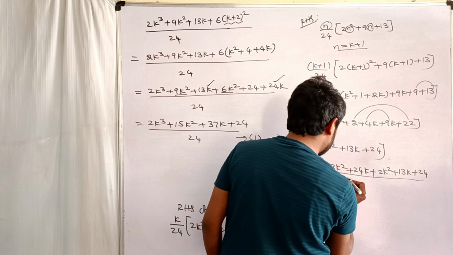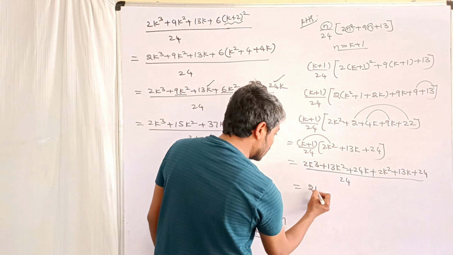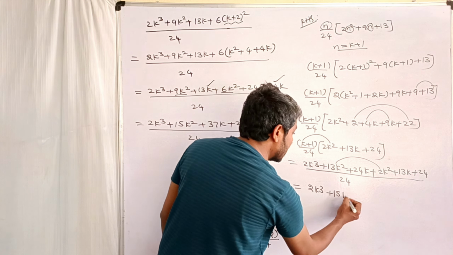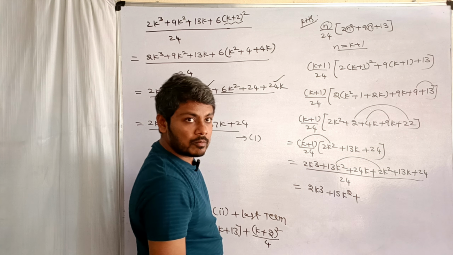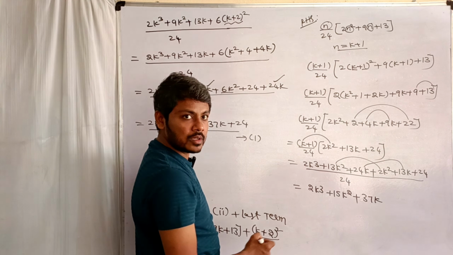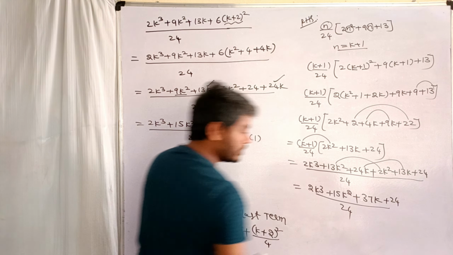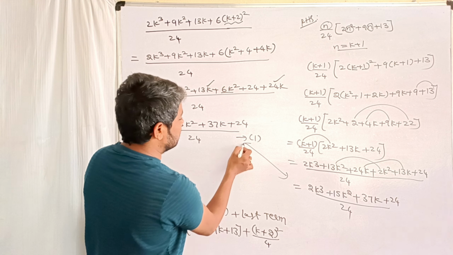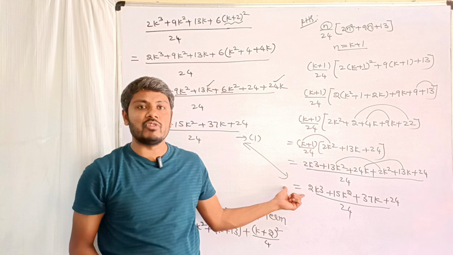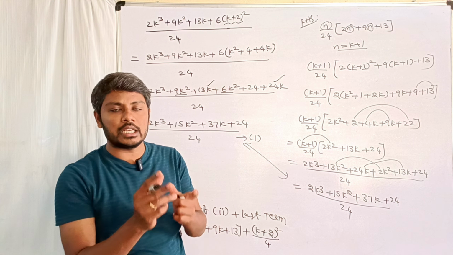Divided by what? 24. So here we can simplify this and write the like terms first. 2k cube, 13 plus 2, 15k square, plus 24 plus 13, 37k plus 24, divided by what? 24. Clearly once you observe these two, this is the LHS part and this is the RHS part. So both LHS and RHS are equal. We can say that the given statement is true for n is equal to k plus 1 and write case 4.